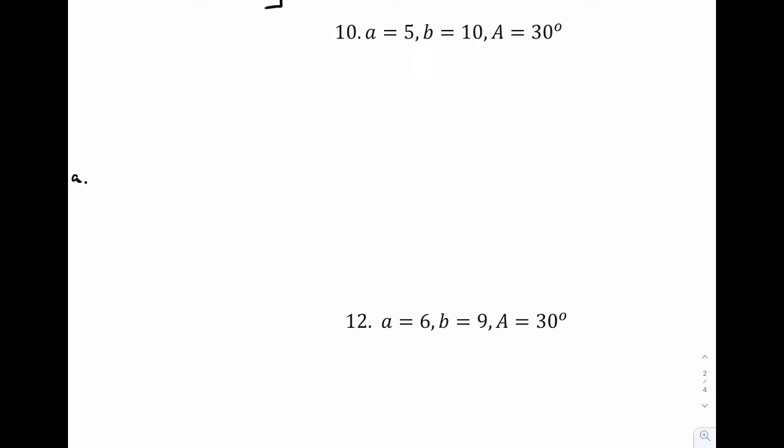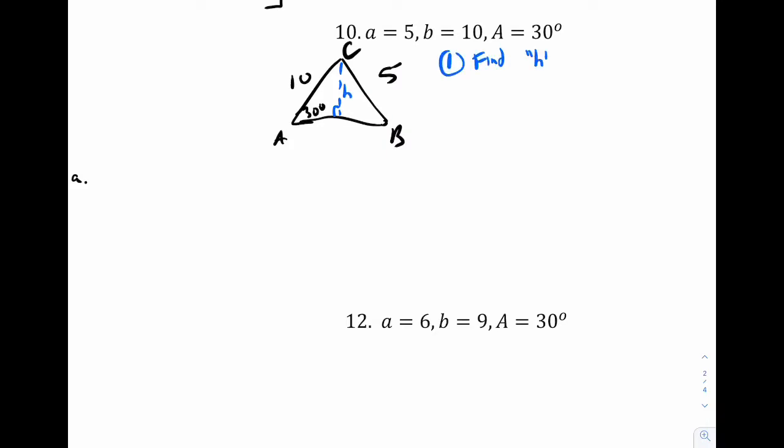Let's draw generically again. A, B, C. This is 5, this is 10, this is 30. Step number 1 is always drawing the height. Okay, that's always step number 1. So number 1, we're going to find H. Same step. Sine 30 equals H over 10. We know sine 30 is a half, so this should look pretty familiar. Let's solve. H is 5.